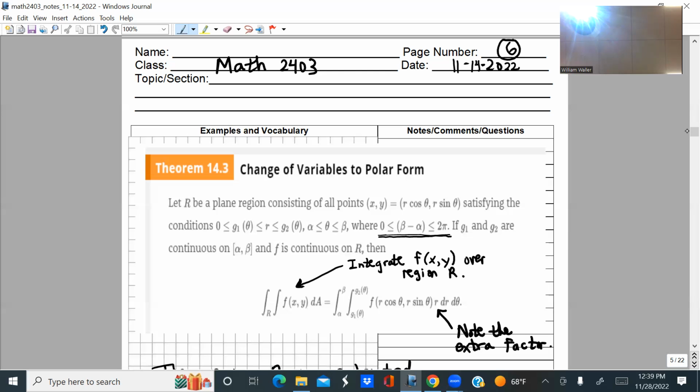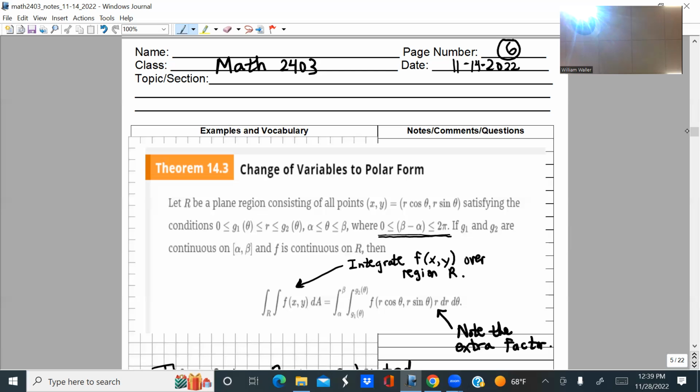Notice also that the order of integration is almost always going to be dr d theta. So we'll integrate with respect to r first and theta second. That means that these limits are limits on r, and these limits are limits on theta. You find those limits by considering the region of integration in polar coordinates.